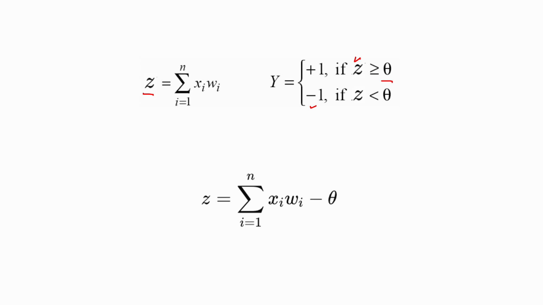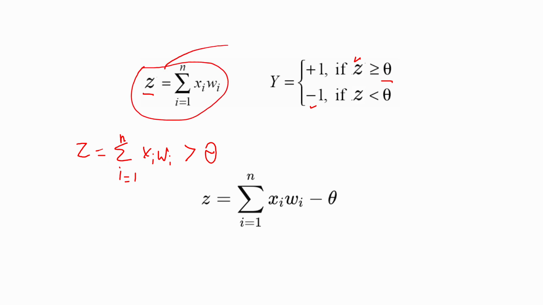But if I'm talking about comparing with theta, I can write this as z equal to the summation of i equal to 1 going till n of xi wi, and then I am just comparing with theta, right? So I am getting this value and putting it here. Okay, and then what about it?